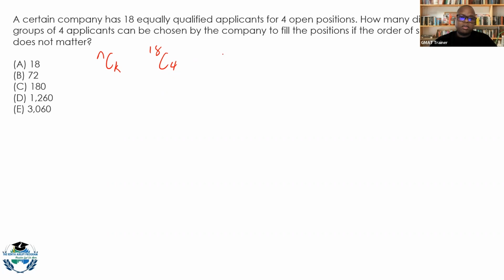So 18 combination 4. The formula for combination is n factorial all over k factorial multiplied by n minus k factorial. In this case, we'll have 18 factorial all over k factorial, which is 4 factorial, times n minus k, which is 14 factorial. 18 minus 4 gives 14. So let's solve for this.